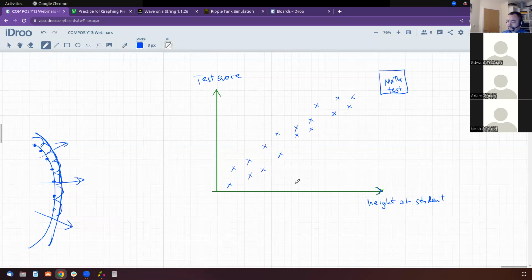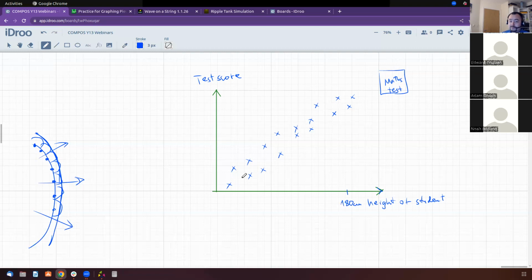Why is that? Because they are older. Very well. The taller students tend to be older. So if a student is 180 centimeters, they're probably like 15 or 16 or 17 years old. They will do better in the same test than a year 7 student.